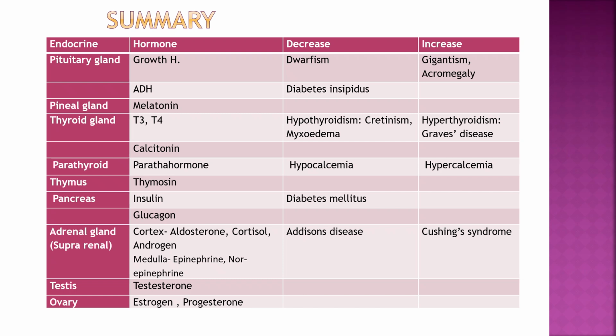Adrenal gland, also called the suprarenal gland. The adrenal cortex secretes aldosterone, cortisol and androgen. The decreased level of corticoid hormones causes Addison's disease, and increased level of corticoid hormones causes Cushing's syndrome. The medulla secretes epinephrine and norepinephrine. Testes, the hormone is testosterone. Ovary, the hormones are estrogen and progesterone.